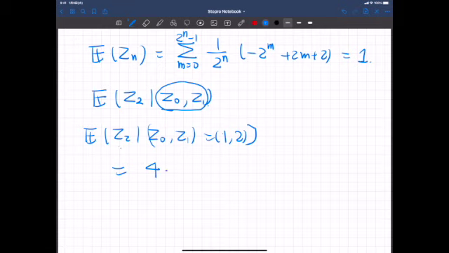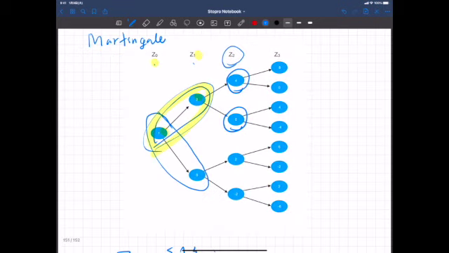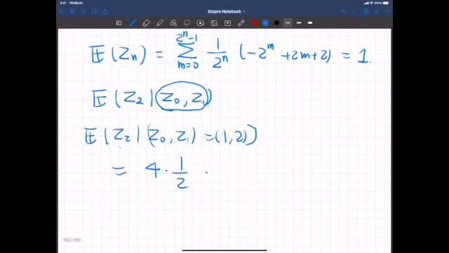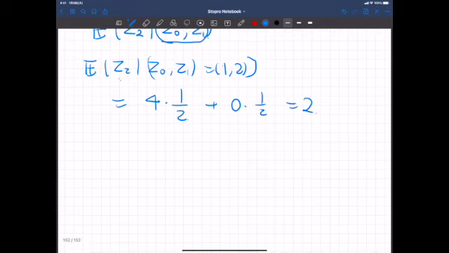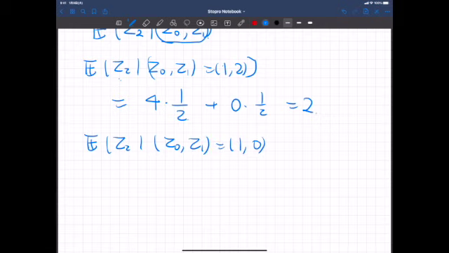So this expectation is: Z2 can take the value of 4 with probability 1/2, or 0 with probability 1/2. So that is 4 times 1/2 plus 0 times 1/2, which is 2. And the other possibility is Z0, Z1 equal to 1 and 0.